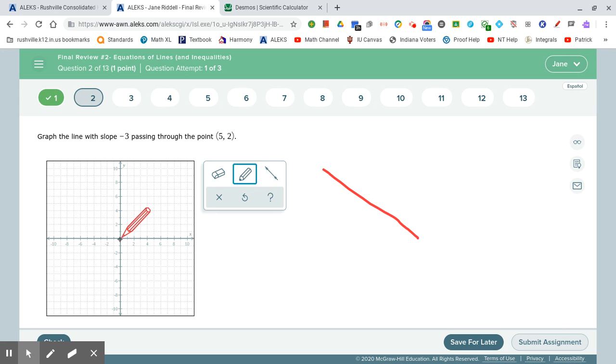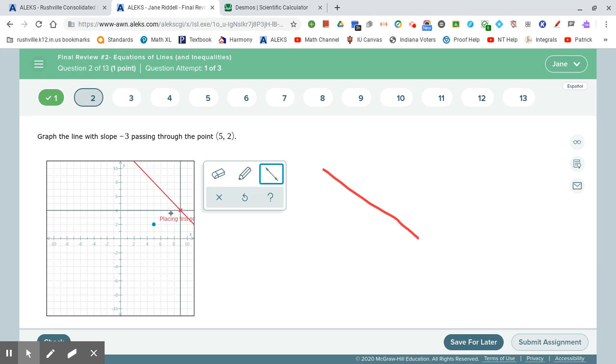So 5 is my x-coordinate. So on the x-axis, I'm going to find 5. So it's 1, 2, 3, 4, 5. And then the y-coordinate is 2. So on the y-axis, I'd find 2. And where would those two lines intersect? Right here. So notice that on Alex, it's pretty nice because if you look at the vertical line, it's going through 5. And if you look at the horizontal line, it's going through the y, which is at 2. So we're going to click and plot our point.